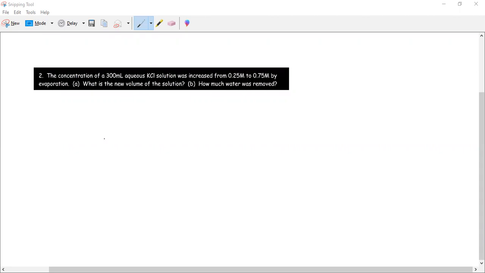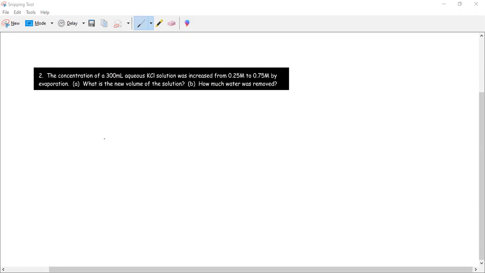So we're looking at a problem here, and of course it has a part A and a part B. In the first part of the question, we're told that the concentration of 300 milliliters of aqueous KCl, which is of course potassium chloride, solution was increased from 0.25 in terms of molarity to 0.75, also in terms of molarity.